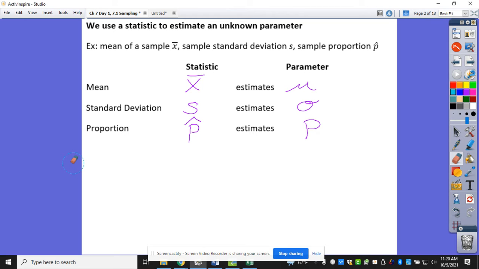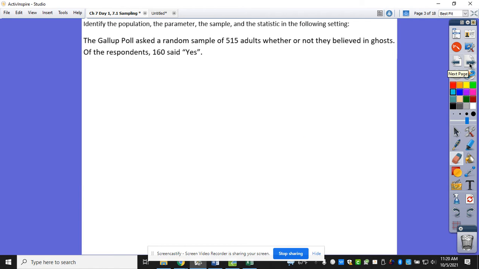All right, so we're going to first talk about the difference between population and sample, which we have addressed slightly before. Gallup poll asked a random sample of 515 adults whether or not they believe in ghosts. Of the respondents, 160 said yes. So with this problem, and you can only be as specific as the problem is giving you, we're going to define our population, and we're also going to define our sample.